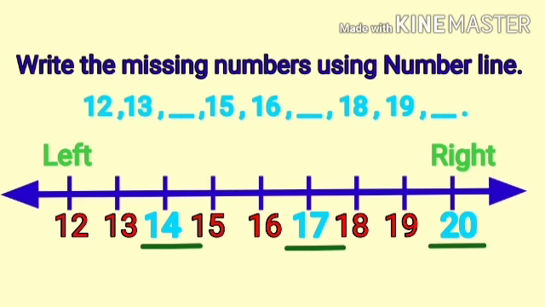Is it clear, children? The number that comes between 13 and 15 is 14, the number that comes between 16 and 18 is 17, and the number that comes after 19 is 20. Now the missing numbers are 14, 17 and 20. Is it clear, children?